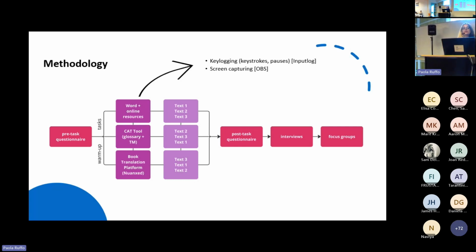The user testing data was collected with keylogging software, in this case InputLog. So I measured keystrokes and pauses to determine cognitive and technical effort, and also how much time it took translators, so temporal effort as well.